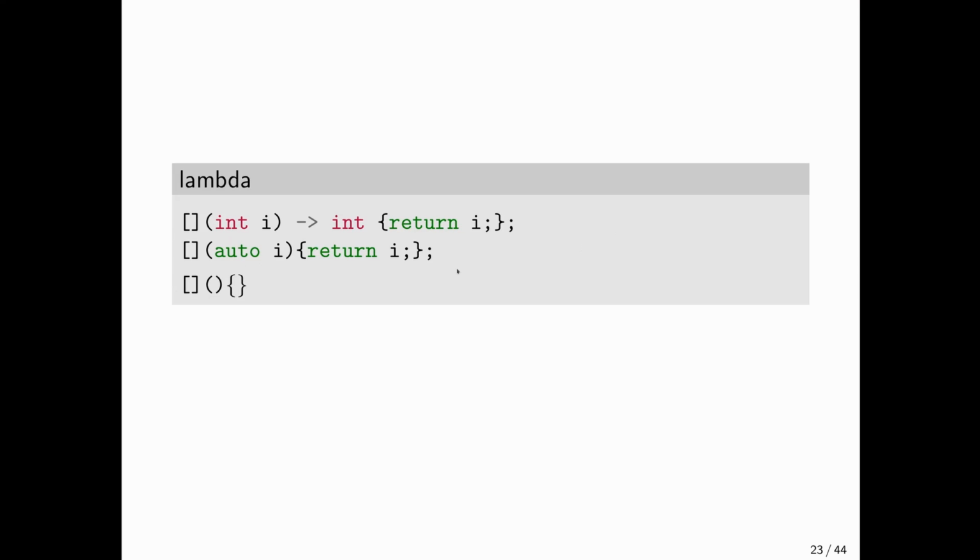Now, usually lambdas are locally used functions, and since they're only used locally, it's perfectly fine to use auto, and that's what you will see most of the time. This is basically an identity function where it just returns what it receives. That's pretty much how lambdas look like.